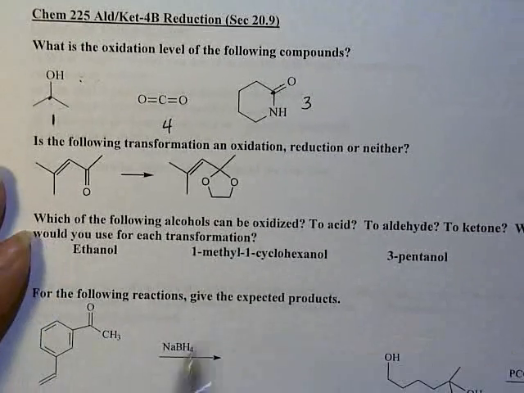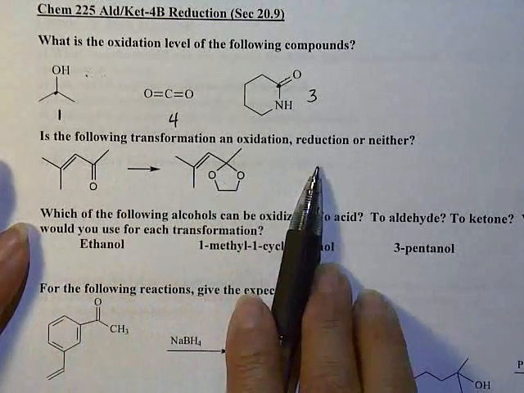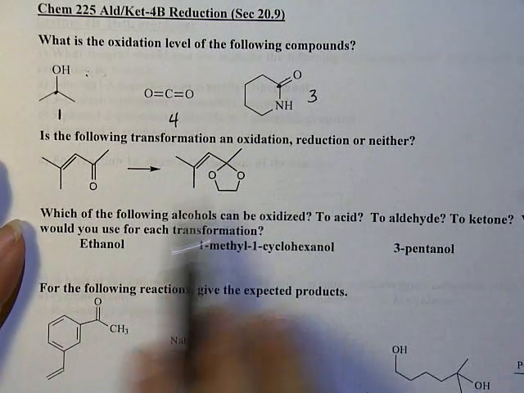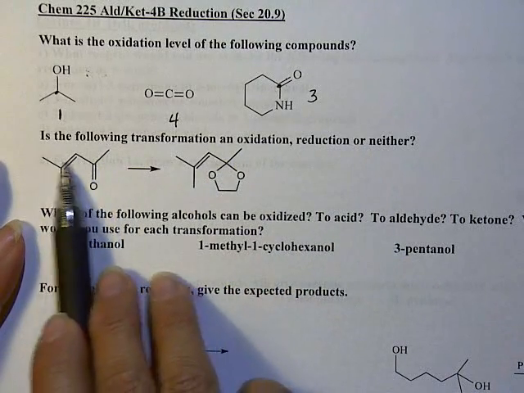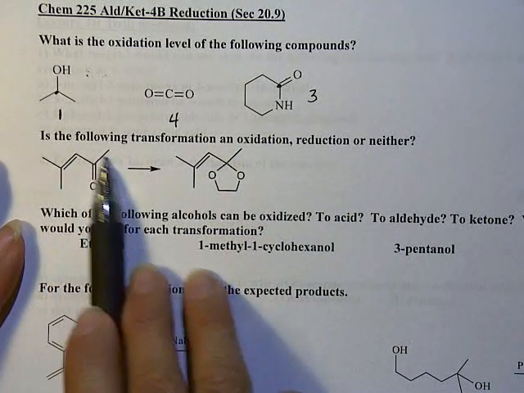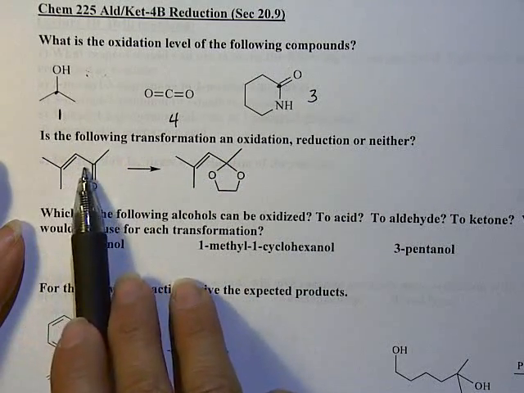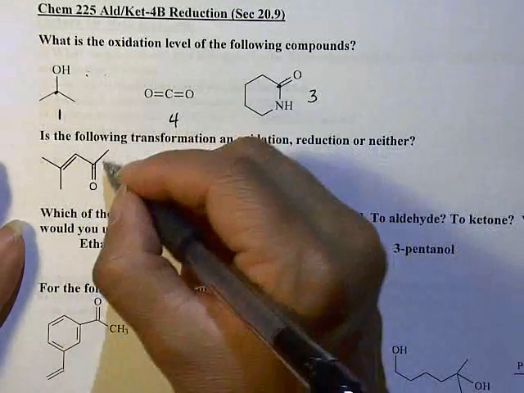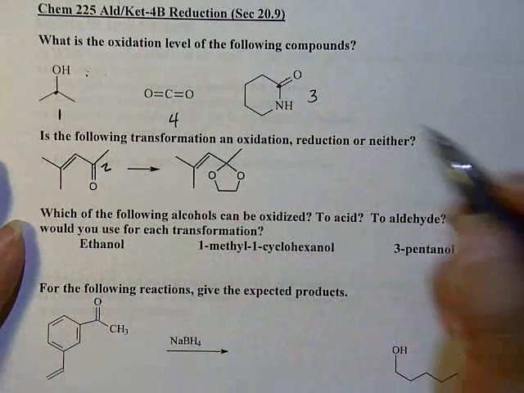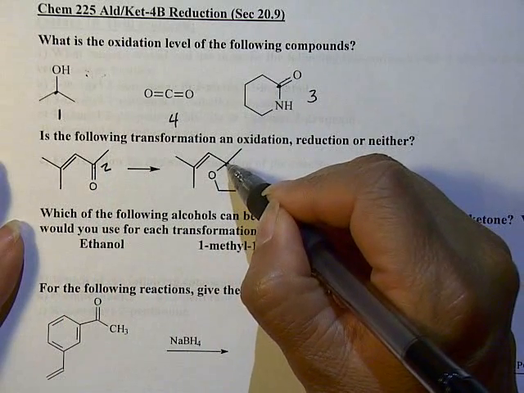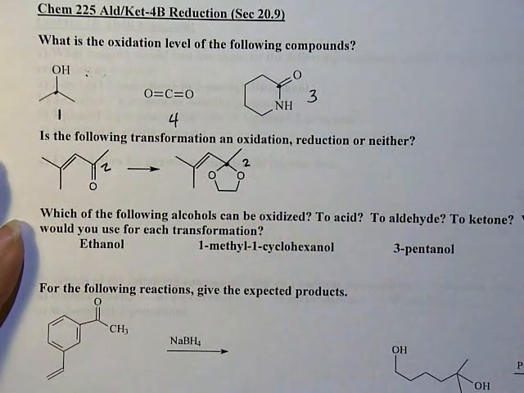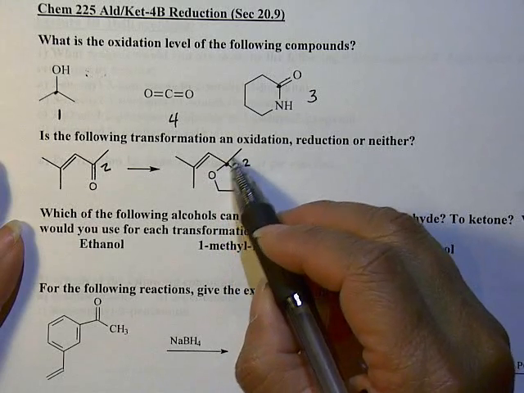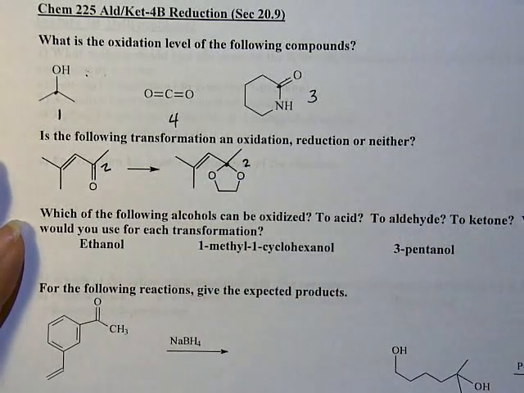Now, this is a very important question. Is the following transformation an oxidation, reduction, or neither? So notice that the same carbon framework stays the same, right? But here at this carbon, what is the oxidation level at this carbon? It is oxidation level 2, correct? And over here, that carbon also has oxidation level 2. So things are added, but at this carbon, the oxidation level is exactly the same.